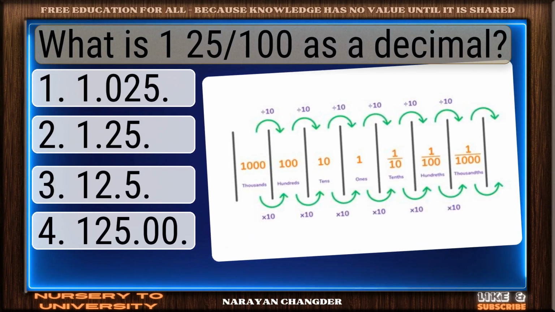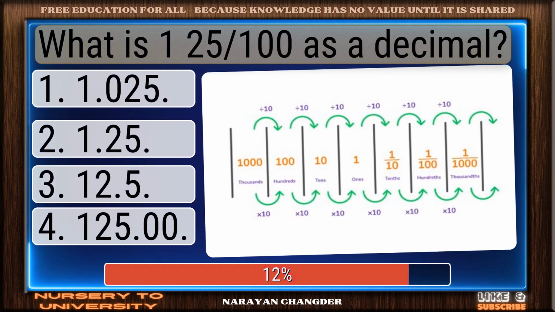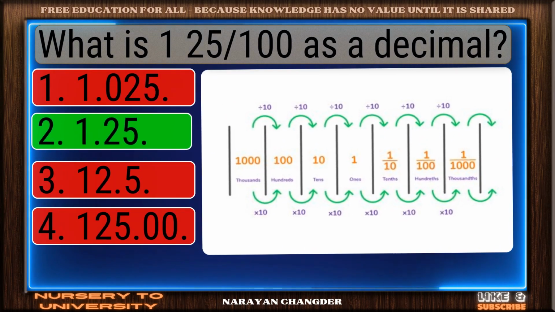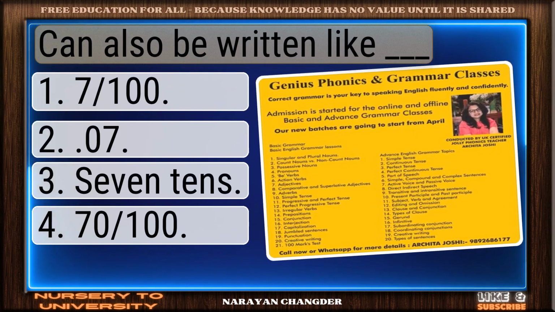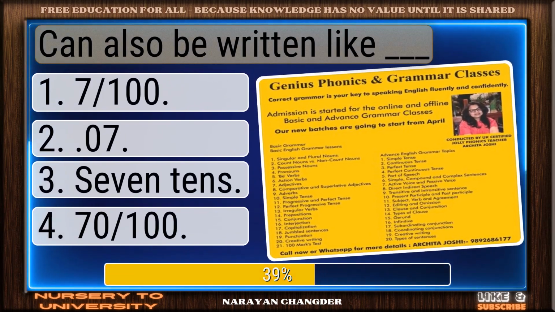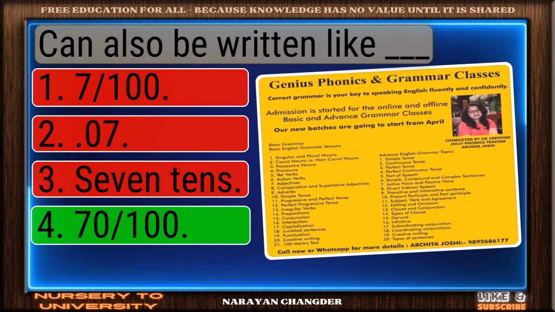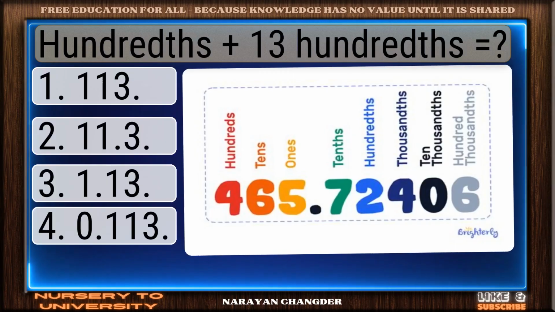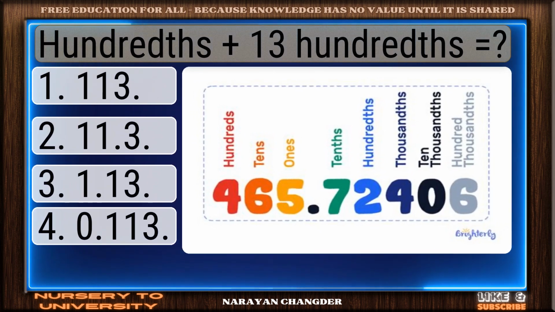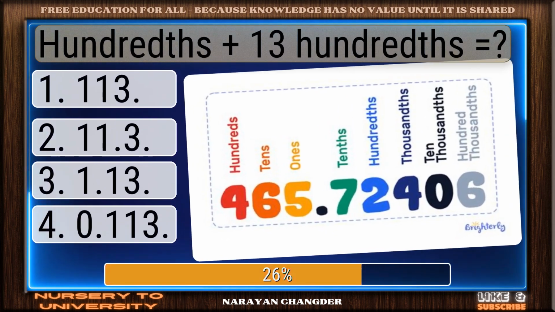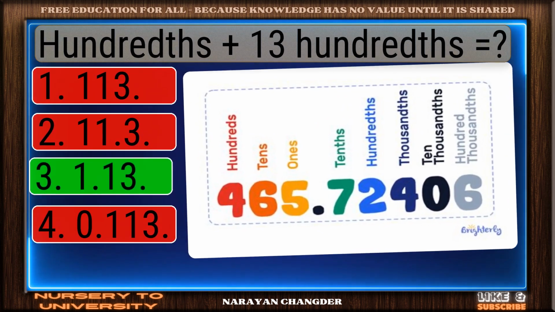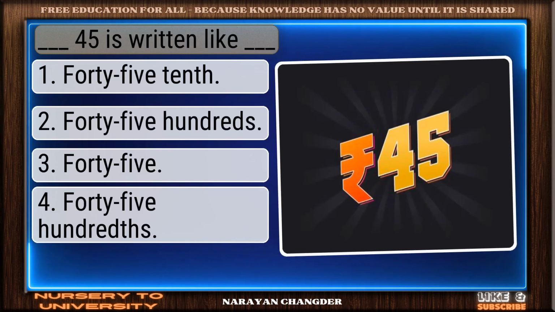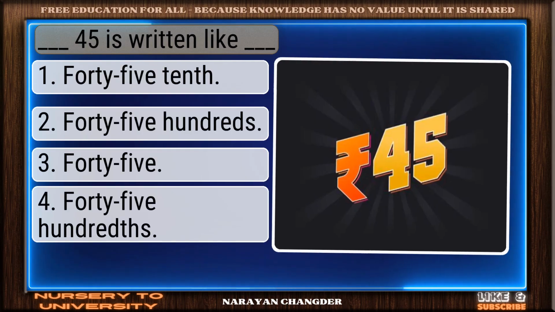What is 1/100 as a decimal? Nice work. You chose 125 and it is correct. Can also be written like dash. Nice work. You chose 7 to 100 and it is correct. Hundredths plus 13 hundredths equal 2. Great job. 1.3 is the accurate answer. Dash 45 is written like dash.